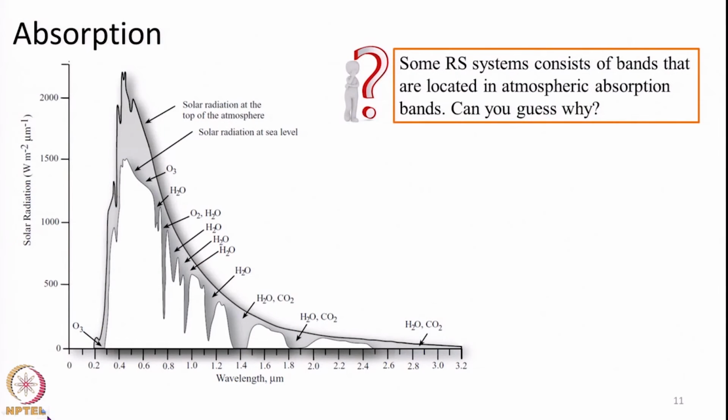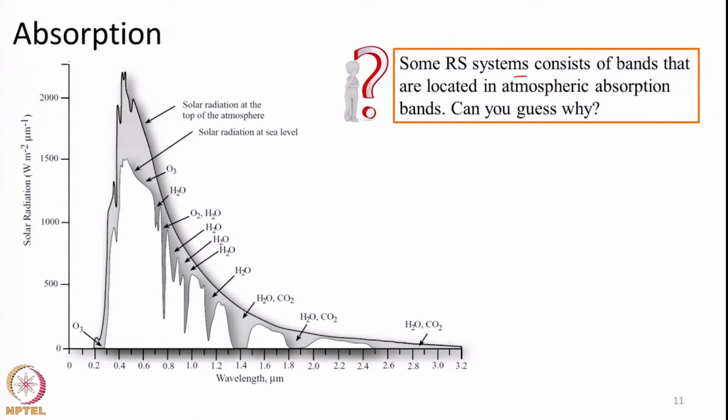So, this is again the absorption with respect to wavelength given in this particular slide. One interesting question I wanted to ask is, some remote sensing systems consist of bands that are located in atmospheric absorption bands. Can you guess why? Please take a few seconds, pause the video and think over it.